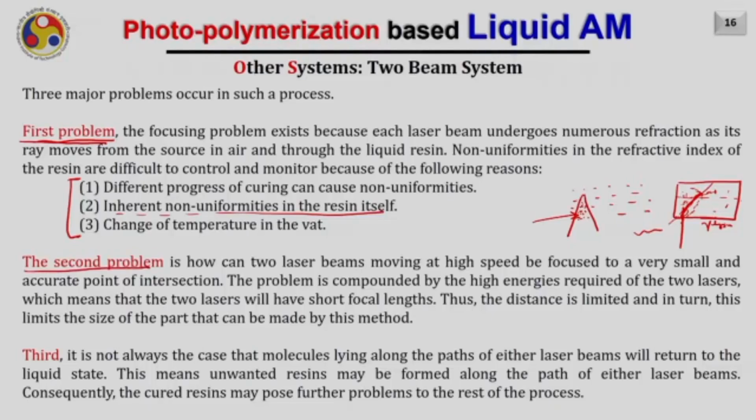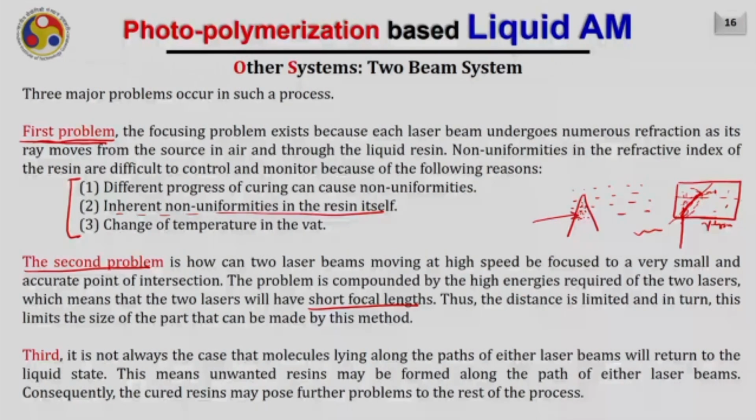The second problem is associated with how two laser beams moving at high speed can focus to a very small and accurate point of interaction. The problem is compounded by the high energies required of the two lasers, which means that the two lasers will have a very short focal length also. Thus, the distance or the volume which we are trying to build will be very small.